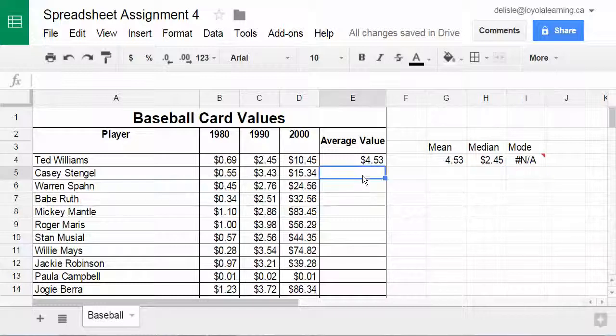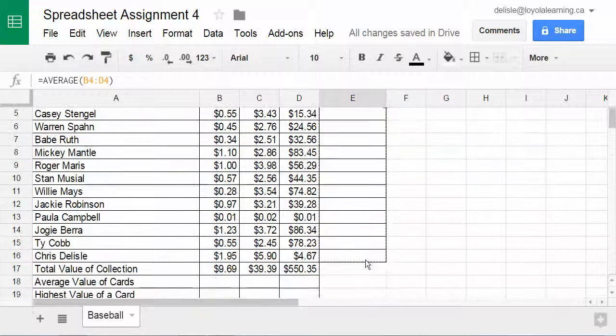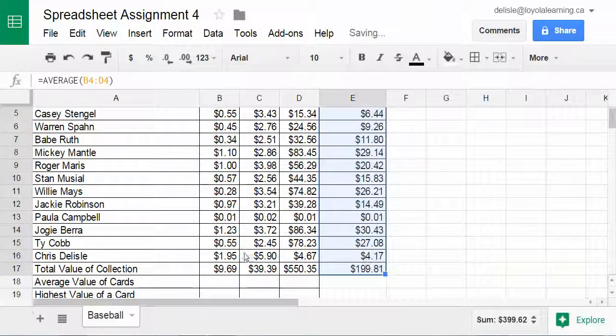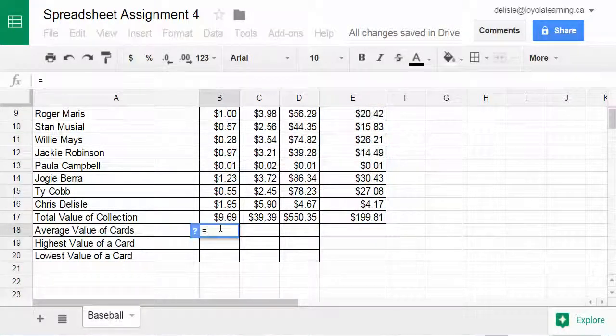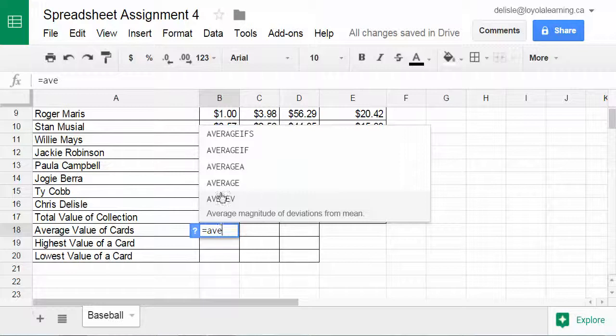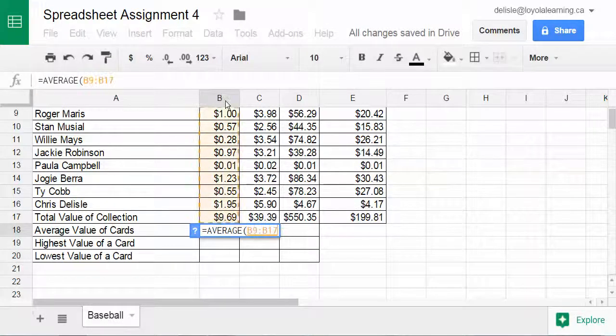Remember, I could do that again for this one and for this one and for this one, or I could just take this and drag it down because it copies that formula and it figures out that you want the average of the two things before or three things before me. Okay, average value of the cards, I could do the same thing vertically, equals average. And average all these guys.